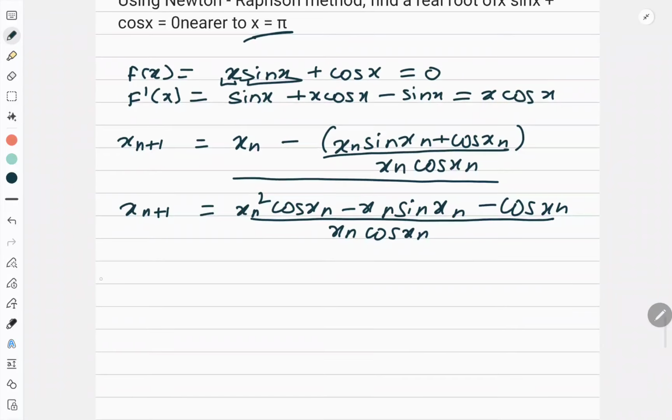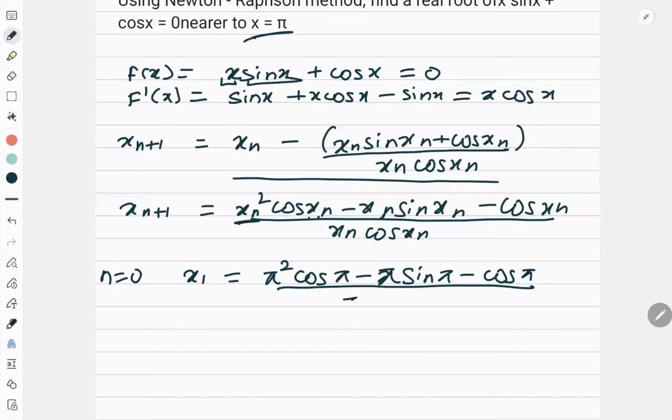Now again, n is equal to 0 means it will give me x is equal to 1. So here you put x is pi. So it will be pi square cos pi minus pi sin pi minus cos pi upon pi cos pi. We are in radian in calculator. Keep this in mind. So x1 value will be 2.79838 and x2 value will be 2.7986.